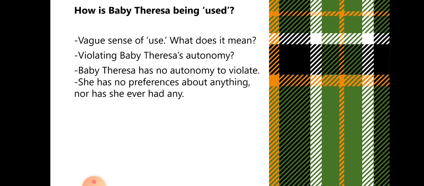How is baby Teresa being used? In a vague sense of use, what does it mean? So, what does use mean? Violating baby Teresa's autonomy. Baby Teresa has no autonomy to violate. She has no preference about anything, nor had she ever had any. So in this particular case, baby Teresa has no other choice but to be dependent on the decision of her parents.